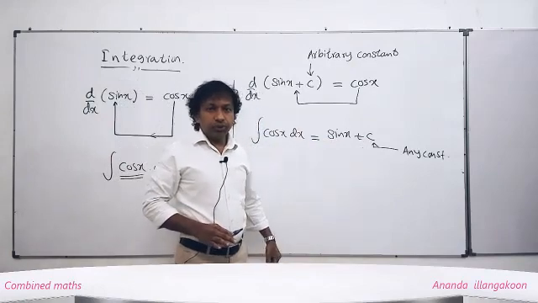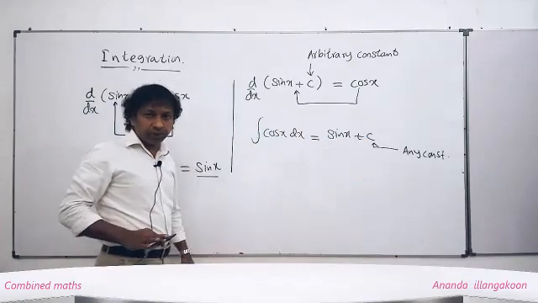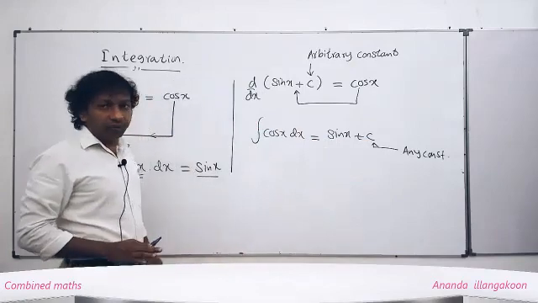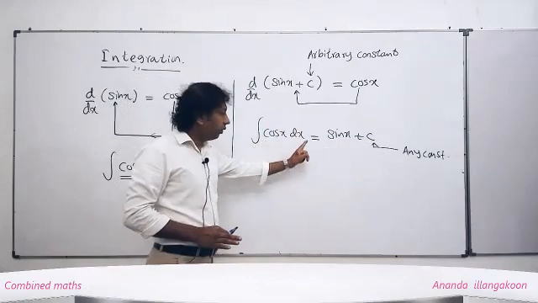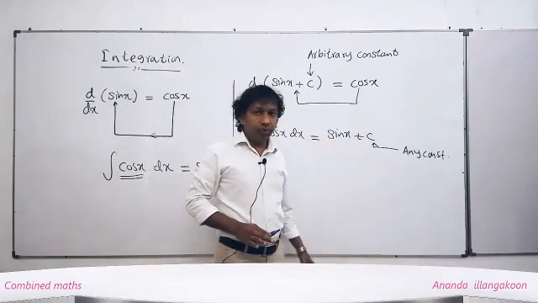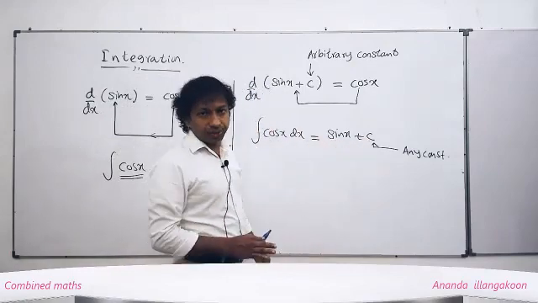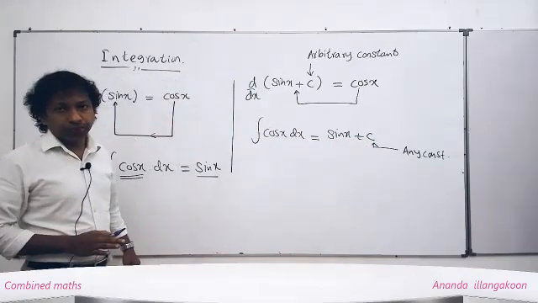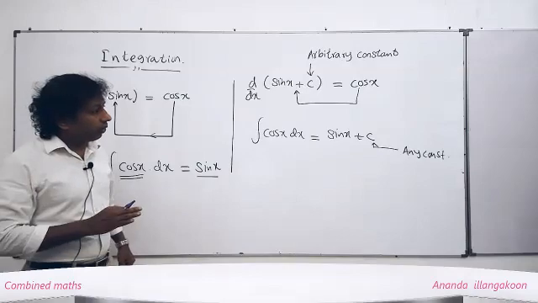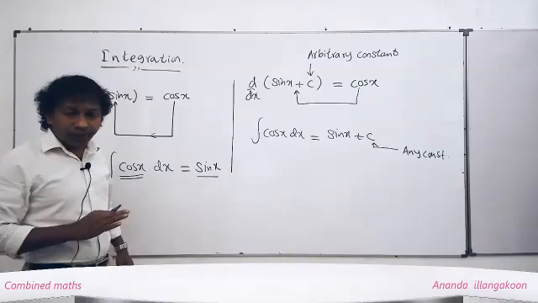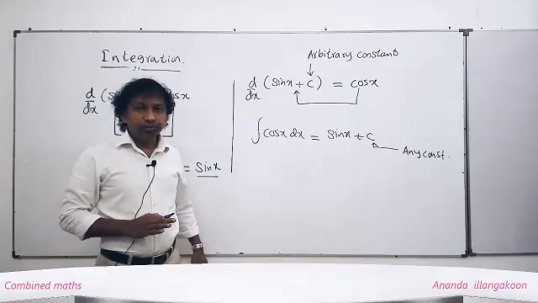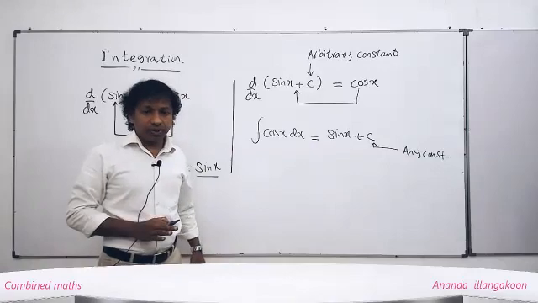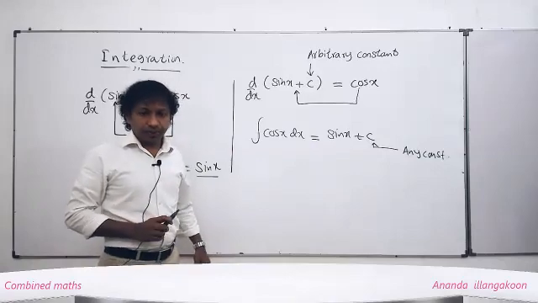Understand? So you have to get another idea: after integrating any function, we have to add this c, any constant. Any constant means, people, arbitrary constant. So after integrating any function, remember to add the constant. That constant is, people, the arbitrary constant.